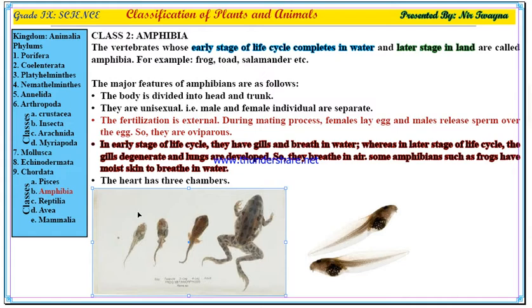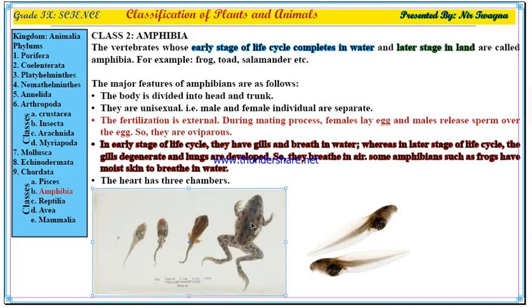As they grow up, their limbs appear and their gills disappear. Lungs start to develop. Then when their development is completed, they come to land to live. So the earlier stage of life completes in water and the later stage of life completes on land. So they are adapted to both land and water.